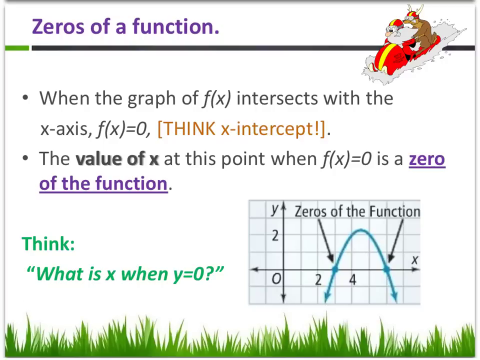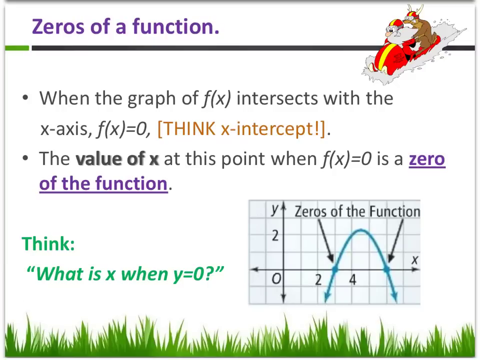Now there's many names for this. They're called the solutions to the equation. They are the zeros of the function. They're also called the roots. So don't let these vocabulary words confuse you. They all mean the same thing. At what x value does my y equal 0? So those are these coordinates.